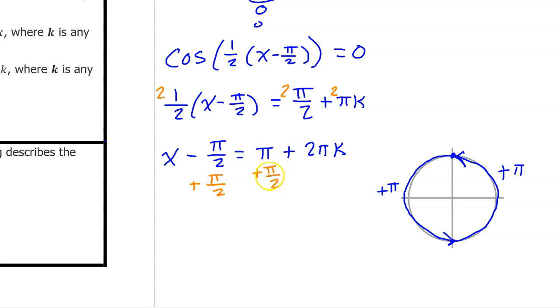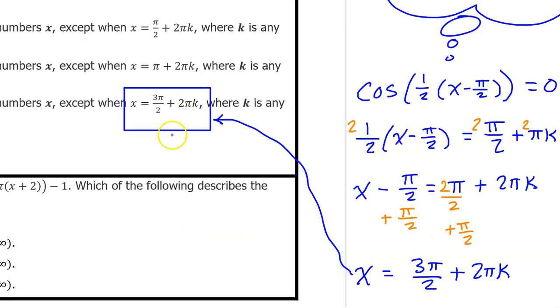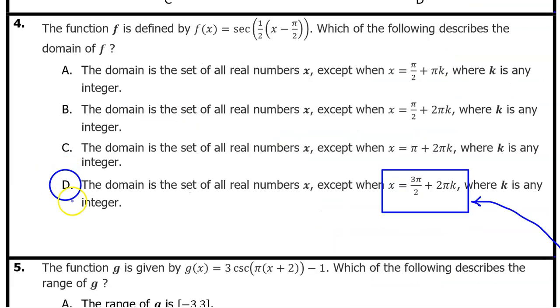In order to make like denominators, let's think of this pi as 2 pi over 2. So we have x equals 2 pi over 2 plus 1 pi over 2 is 3 pi over 2. So we have x equals 3 pi over 2 plus 2 pi k, where k is any integer. I can already see the equation showing up right here. So the answer is D.